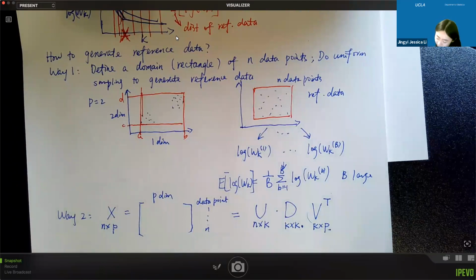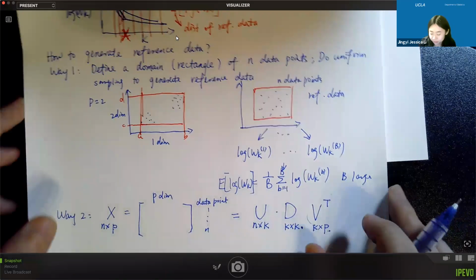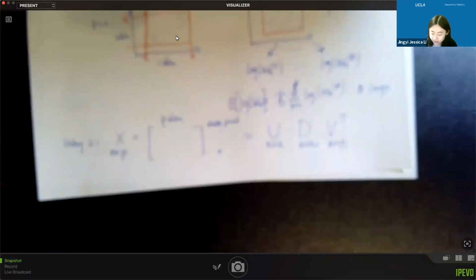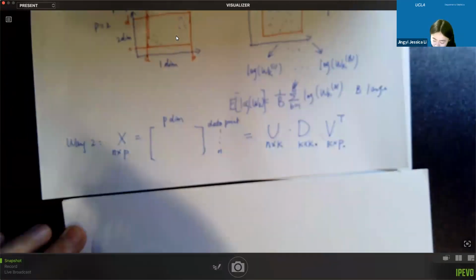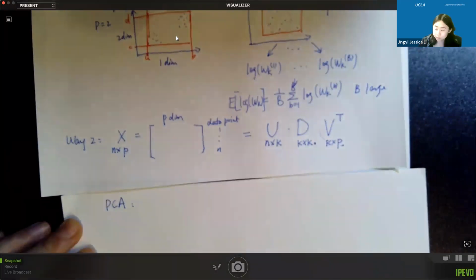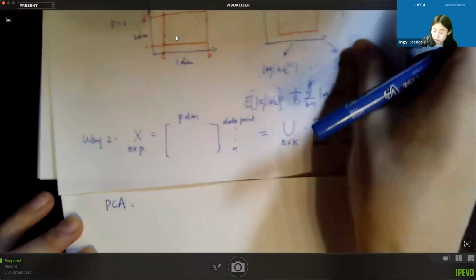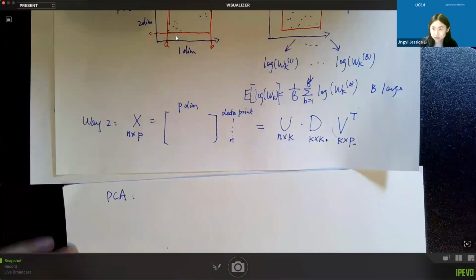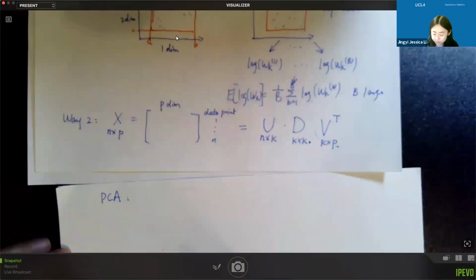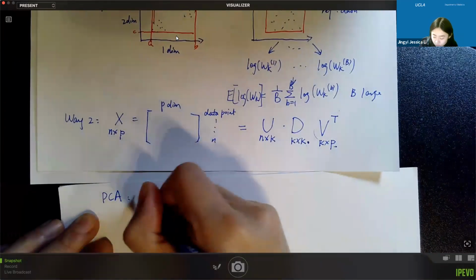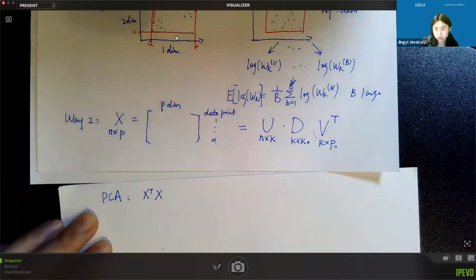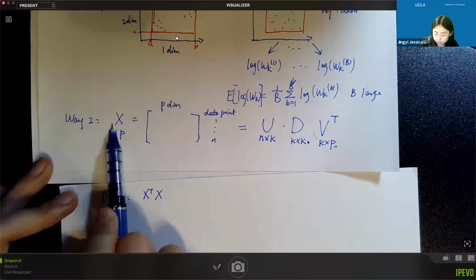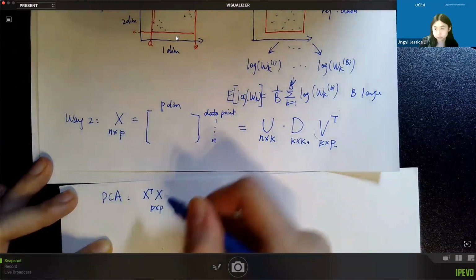In fact, if we know what PCA is, maybe I'll give a preview here, but we'll talk about this in more detail later. PCA is only applied to a square matrix. It has to be a square symmetric matrix to have non-negative eigenvalues. So PCA is applied to what we call X transpose X. You multiply X transpose on the left of X, and this will be a P by P matrix.